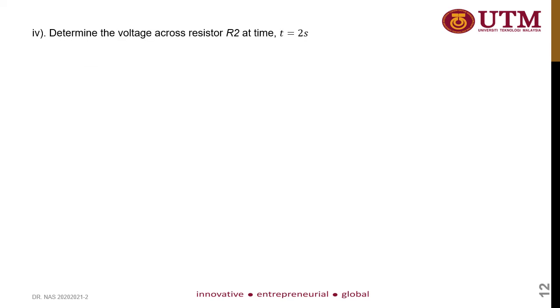Okay, last question. Determine the voltage across resistor 2 at t equal to 2 seconds. So from the third question, you have come up with the VR2 equation. So VR2 from the third question, VR2(t) equal to negative 0.5 e^(-4t) plus 2e^(-t), u(t).